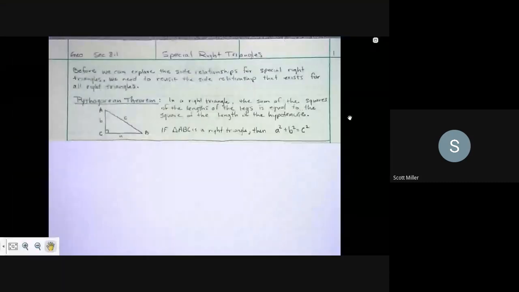Okay, so today we're going to be looking at section 8.1, special right triangles. Before we can explore the side relationships for special right triangles, we need to revisit the side relationship that exists for all right triangles, and that is the Pythagorean theorem.